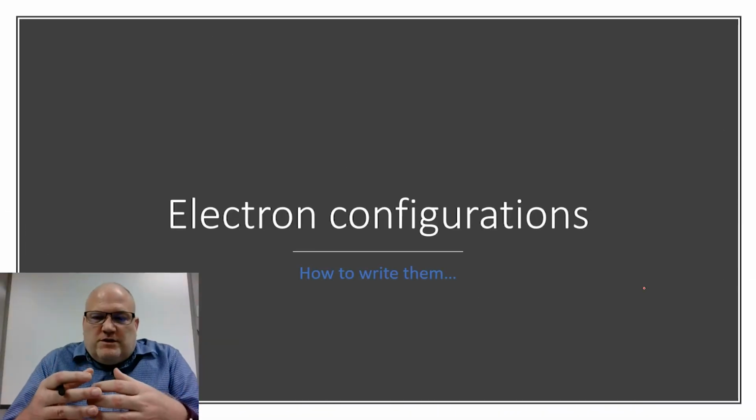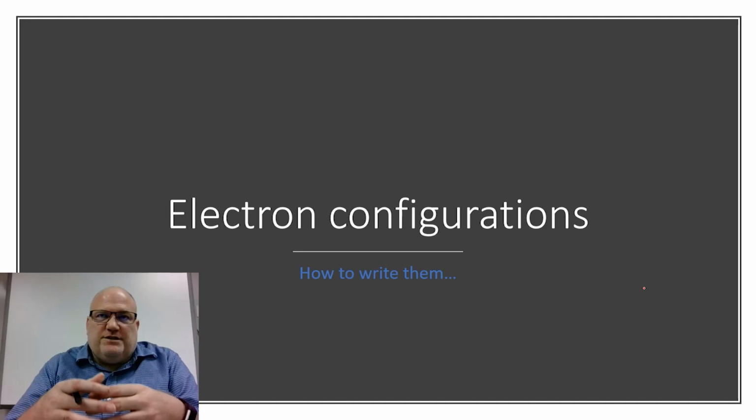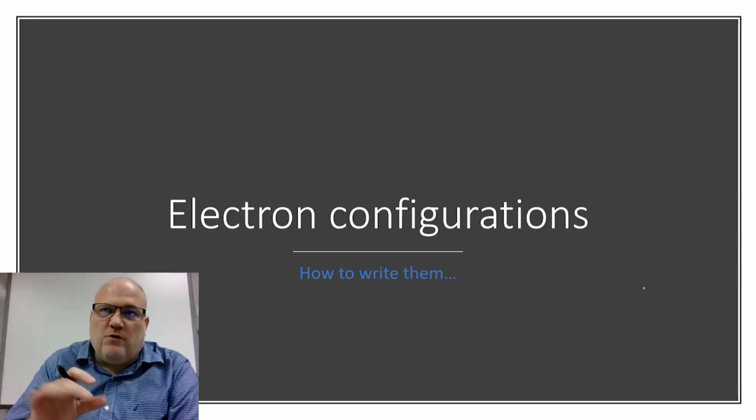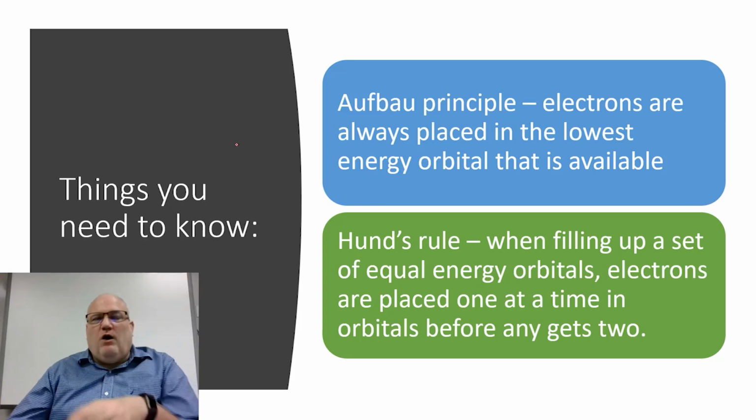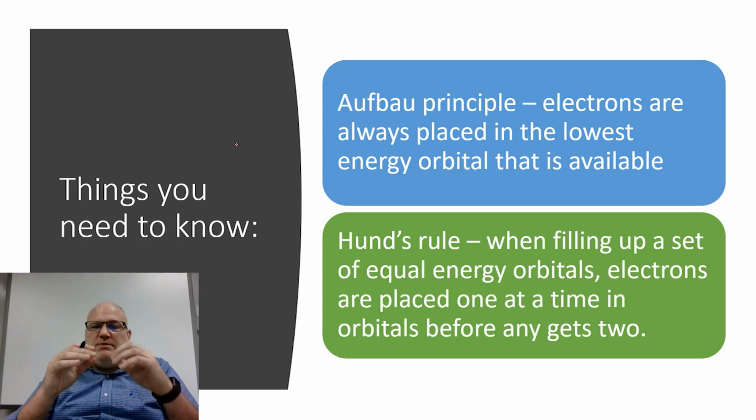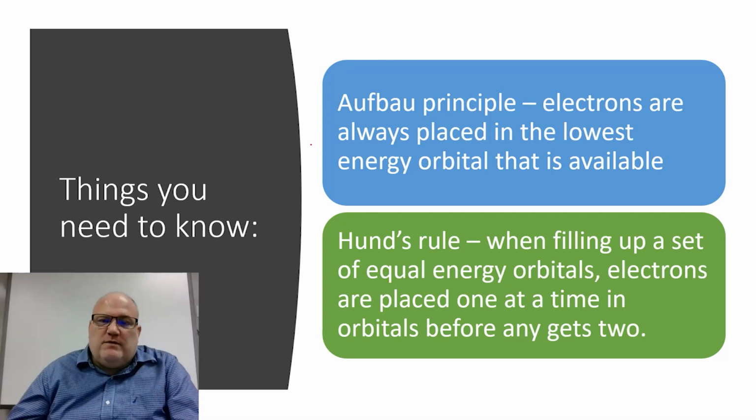So what I want to talk to you about today are electron configurations and more importantly how to write them. Before we do that, we need to understand a couple of things that are really important. One, we always want to put electrons in the lowest possible orbital that's available. That actually has a specific name. It's called the Aufbau principle.